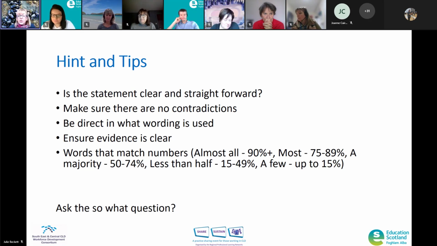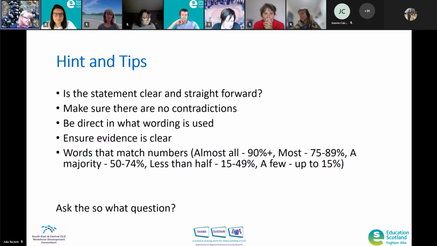And then make sure there are no contradictions. So unlike analytic writing where you would compare and contrast, you need to make sure that evaluatively you keep to the point. Be direct in what wording is used. And again, it goes back to it being punchy, straightforward, concise. So the message is very much about keep it simple, keep the sentences short, and be direct with that. Ensure that the evidence is clear.